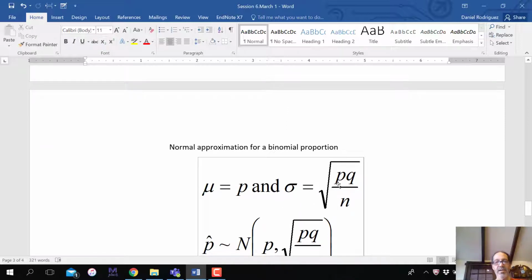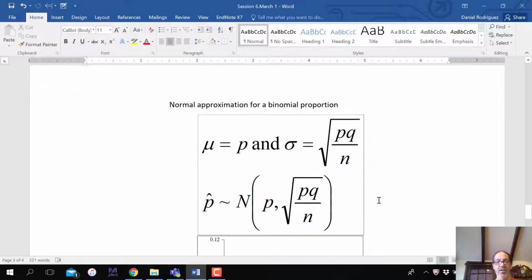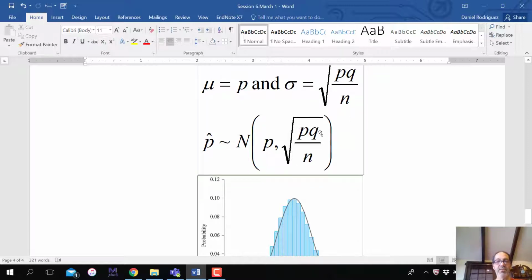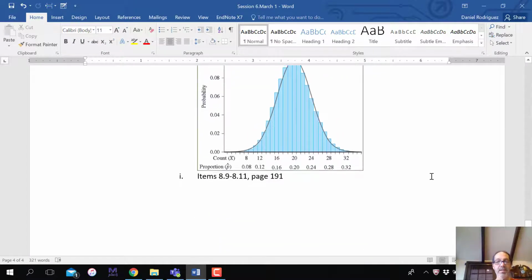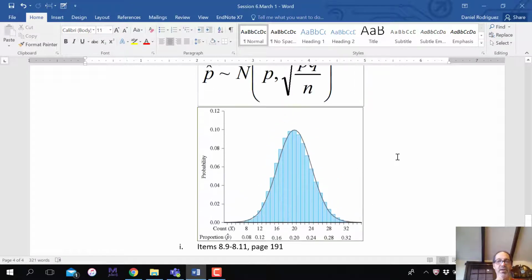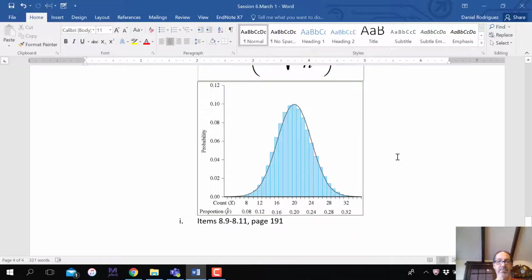And the square root of npq divided by n is the square root of pq divided by n. So the proportion, and we do an estimate for the proportion coming from a sample, so we have a little hat on it, is approximately normally distributed with the parameters p and the square root of pq over n. So here we can see how both of them are distributed, the count of the number of successes and the proportion. They're both normally distributed. So this is an example of a normal approximation of the binomial.